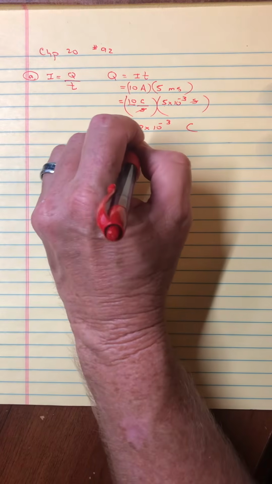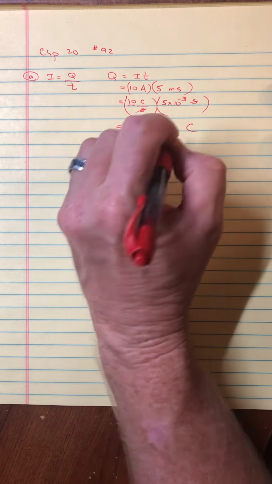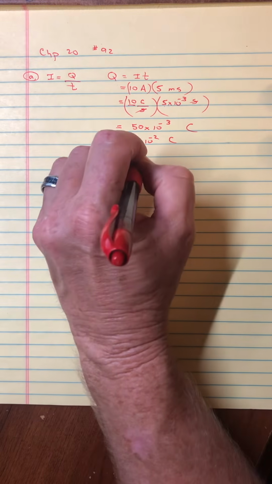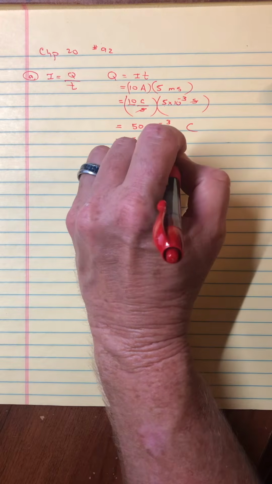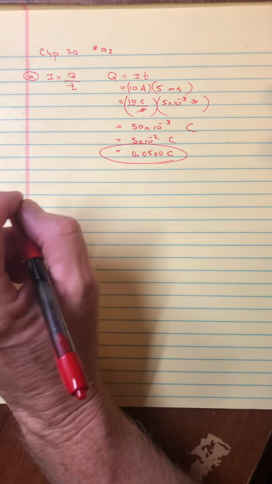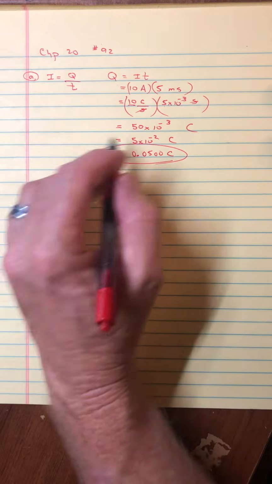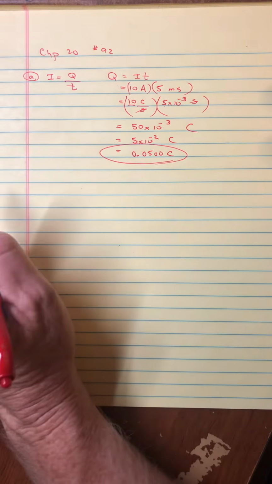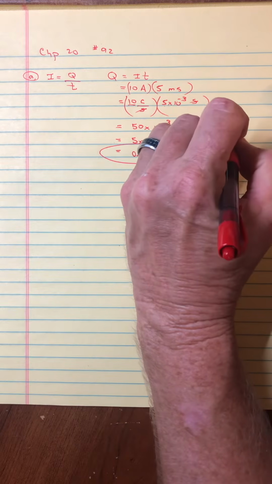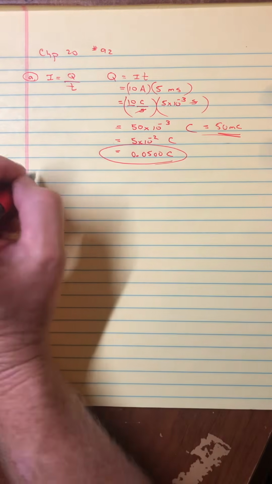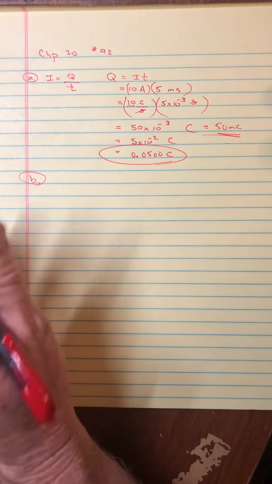I suppose we could write that as 5 times 10 to the minus 2 coulombs. I suppose we could even write that as 0.0500 coulombs also. All right, so 0.05 coulombs, or 50 times 10 to the minus 3, or 50 millicoulombs, would be the answer for A. How much charge is it?